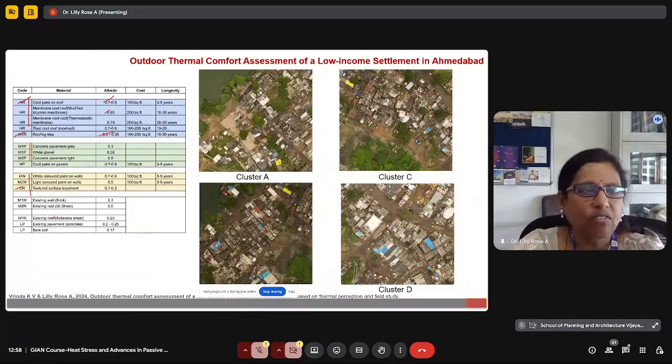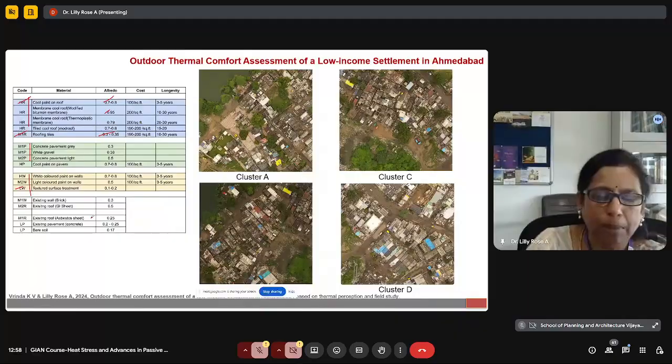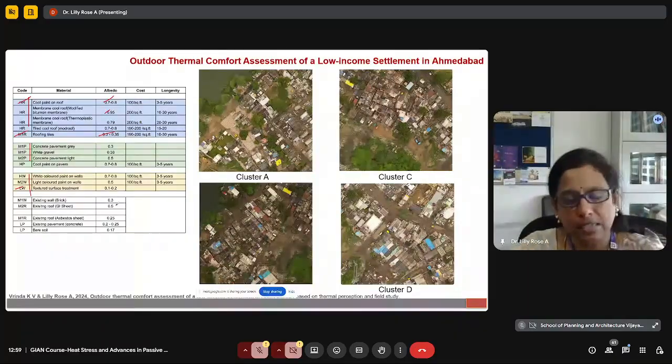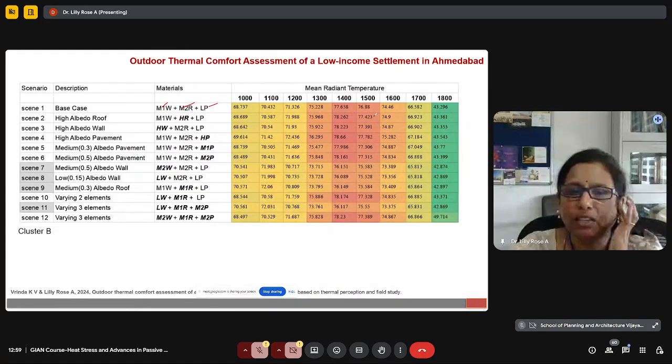Then we tried to replace them with the existing condition, which had brick wall and GI sheet roofing, and some of them had asbestos, cement, and concrete pavement and bare soil. These were the existing conditions. So we did simulate different conditions here. The first case was medium albedo in wall, medium albedo in roof, and low albedo in pavement. And these were the mean radiant temperature values.